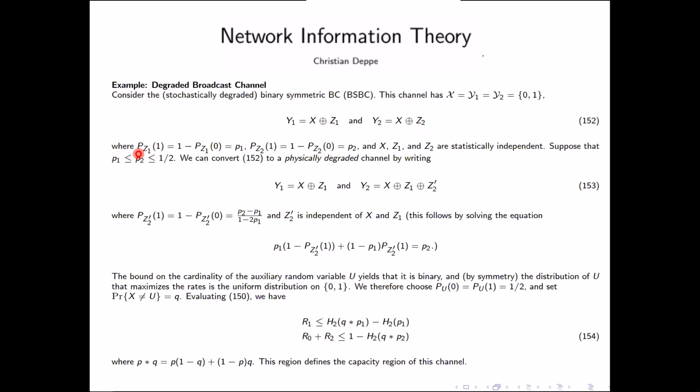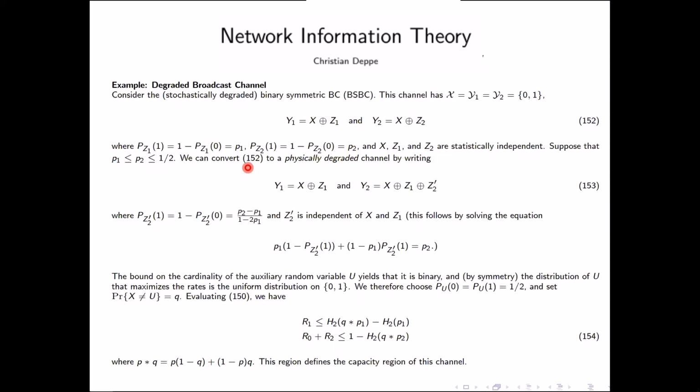And further we set the probability of Z1 = 1, which is 1 minus P_Z1(0), and we call that p1, small p1, and P_Z2(1), which is 1 minus P_Z2(0), we call p2. So X, Z1 and Z2 are statistically independent. And we suppose that p1 is smaller or equal to p2, which is smaller or equal to 1/2.